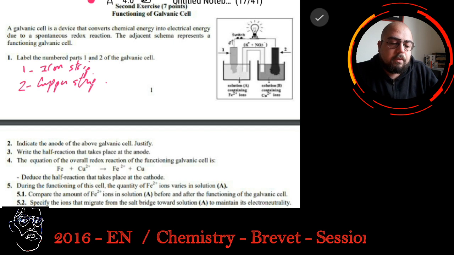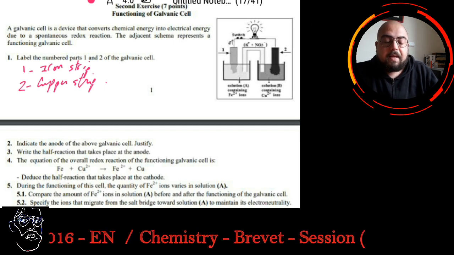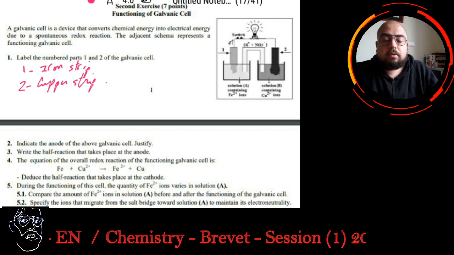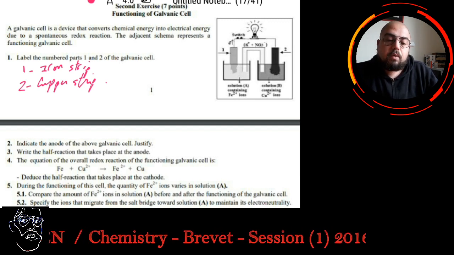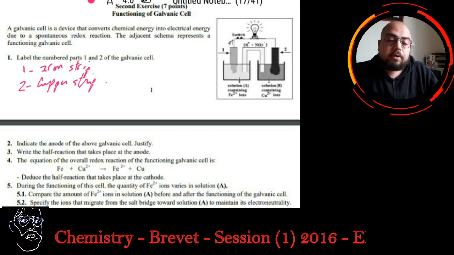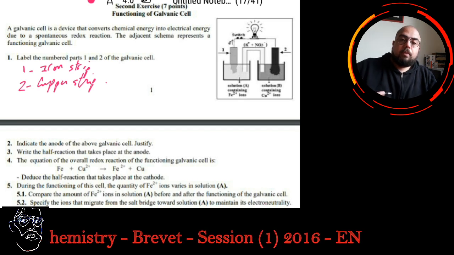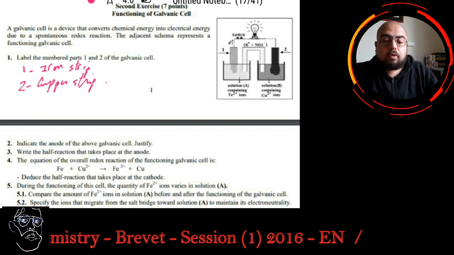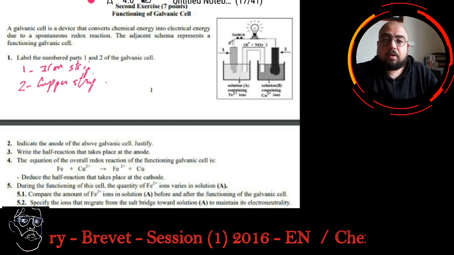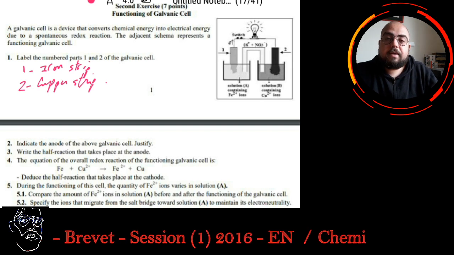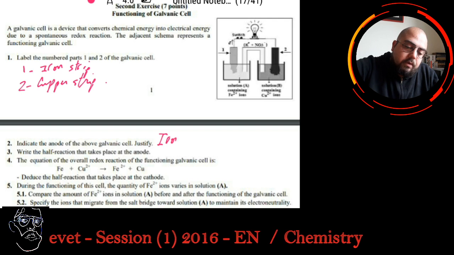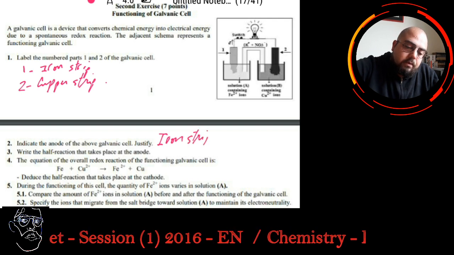Indicate the anode of the above galvanic cell, justify. Now, in order to find out which strip is the anode, we need to check the schema so we can find out the orientation of the electrons. The electrons go from strip 1 towards strip 2. So strip 1 is losing electrons. Since it's losing electrons, it means that an oxidation is going on, and then it is the anode. So the iron strip is the anode.